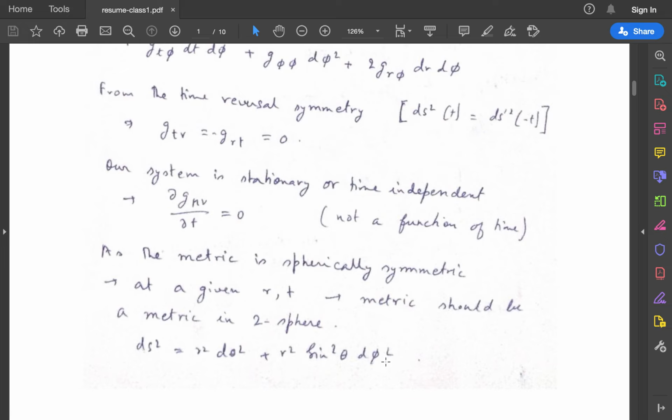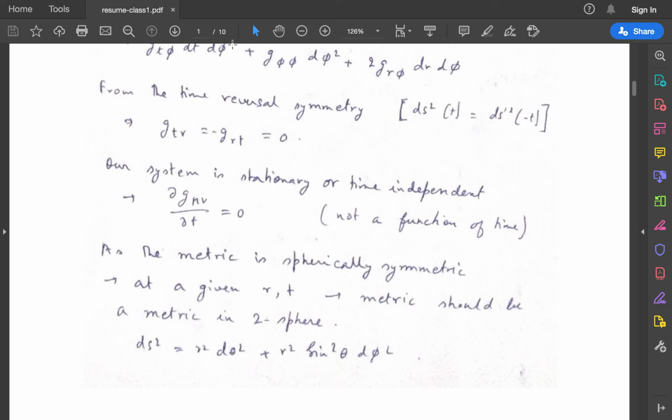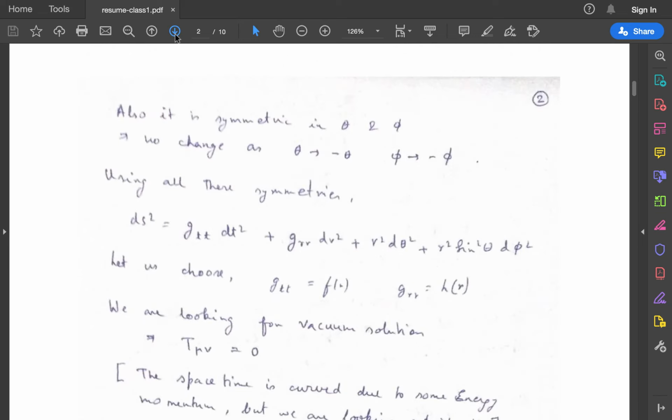So we have done this. Let us next see what the things are there. Also, it is symmetric in theta and phi, so there will be no change as theta goes to minus theta, and there will also be no change as phi goes to minus phi. So using all these symmetries, the big metric reduces to a very small one, which is given by ds squared equal to only the diagonal terms, and along with this, the d theta squared and d phi squared will have these components.